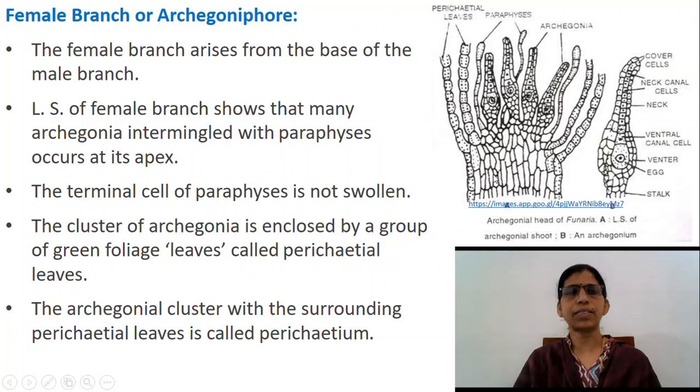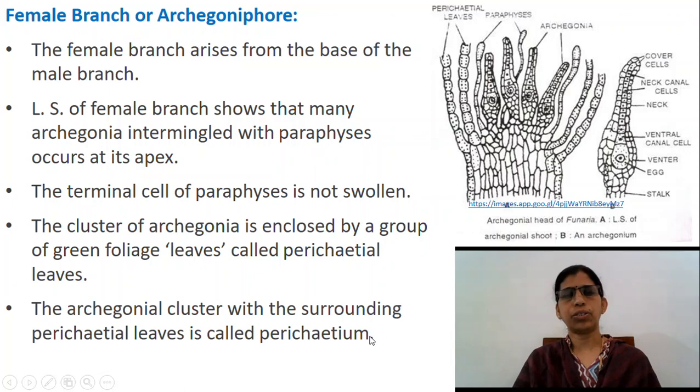The terminal cells of the paraphyses are not swollen as we observe in the antheridial head. The cluster of archegonia is enclosed by a group of green foliage leaves called perichaetal leaves. The archegonial cluster with the surrounding perichaetal leaves is called the perichaetium.